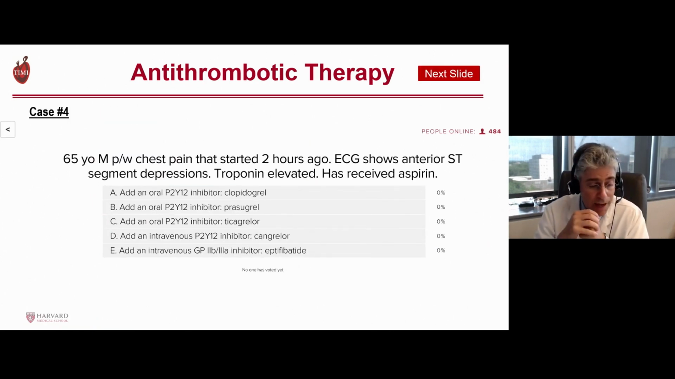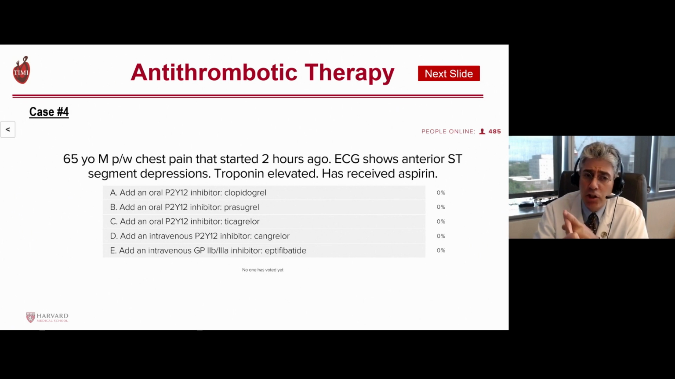What we will get into now is the complexity of antithrombotic therapy. Lots of different options here. Let's start with a case. 65-year-old man presents with chest pain that started 2 hours ago. ECG shows anterior ST segment depression. Troponin's elevated, has already received aspirin. Question is, what other antiplatelet therapy are you going to give?